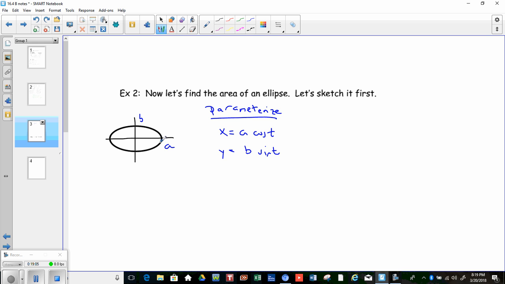You could definitely go ahead and check to make sure that works. If you let t equal 0, an angle of 0 here, cosine of 0 is 1, so that's A, that's this distance. Sine of 0 is 0, so there's no value for B. So that actually works, and you could go all the way around this ellipse and check that out.